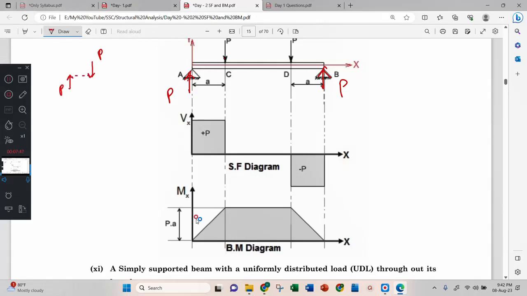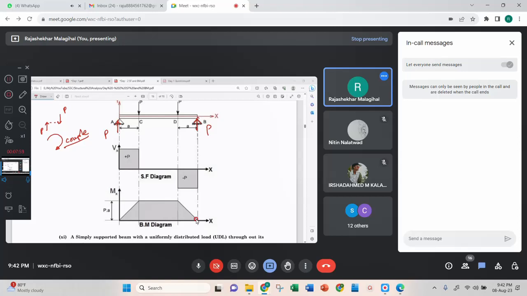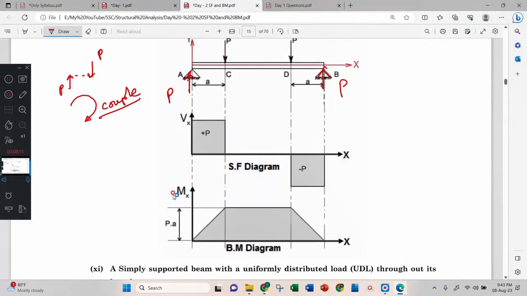Two equal and opposite forces are called what? Couple. This is a couple. Wherever there is a couple, the moment is constant. Right. Now, here there is a couple.